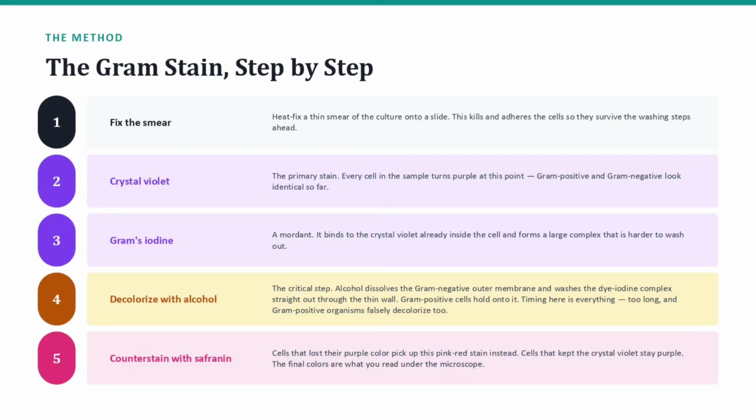Step 5. Counterstain with safranine. Whatever cells lost their purple color during decolorization pick up this pink-red stain instead. Cells that kept the crystal violet stay purple, since safranine cannot outcompete a dye that is already locked in place. Those final two colors, purple and pink, are what you actually read under the microscope.